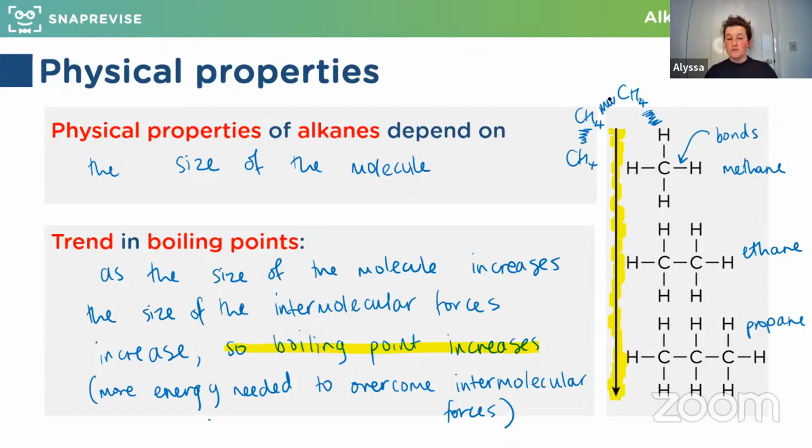There'll be attractions between the molecules that are what stop it from boiling or allow it to boil, depending on how much energy we've put in. And those are the things that we try to break or overcome when we try to boil something. So an intermolecular force is the force between molecules.